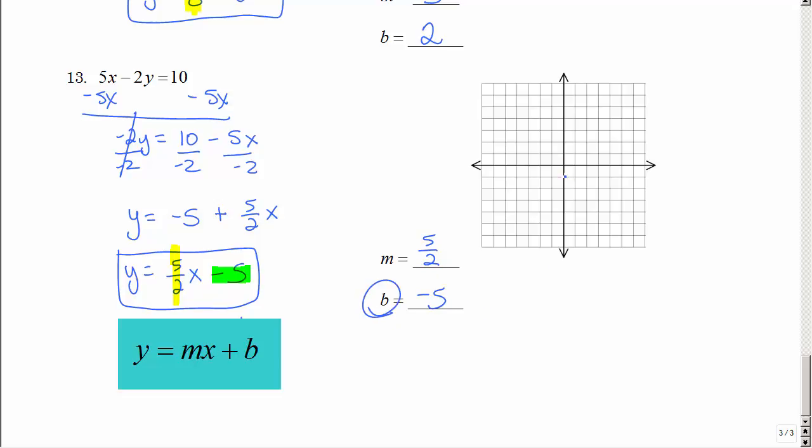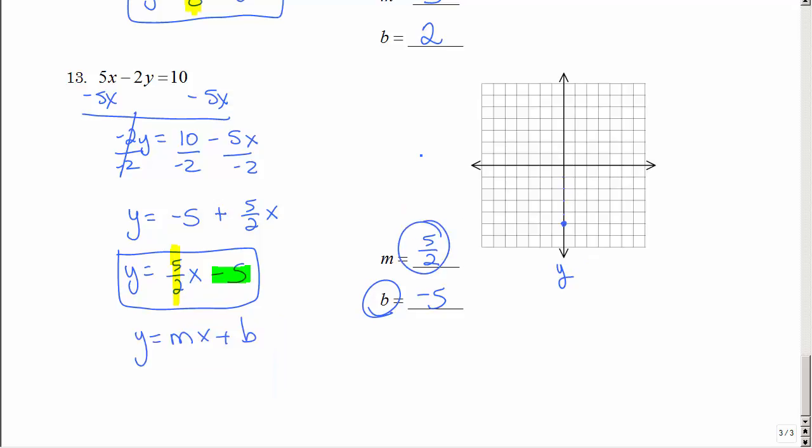Again, alphabetical, do b first. That always goes on your y-axis. And then we're going to do rise over run. 1, 2, 3, 4, 5, up 5, over 2. 1, 2, 3, 4, up 5, over 2.